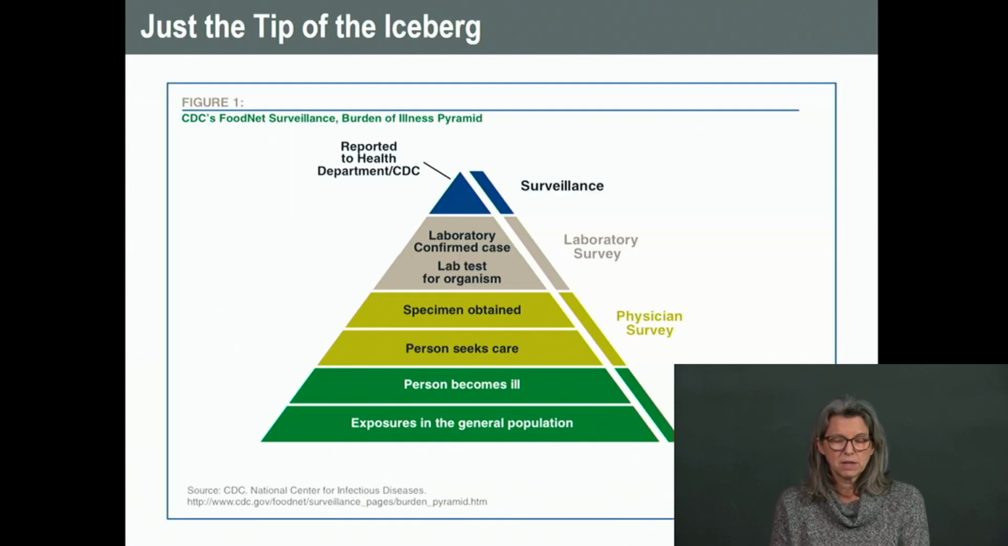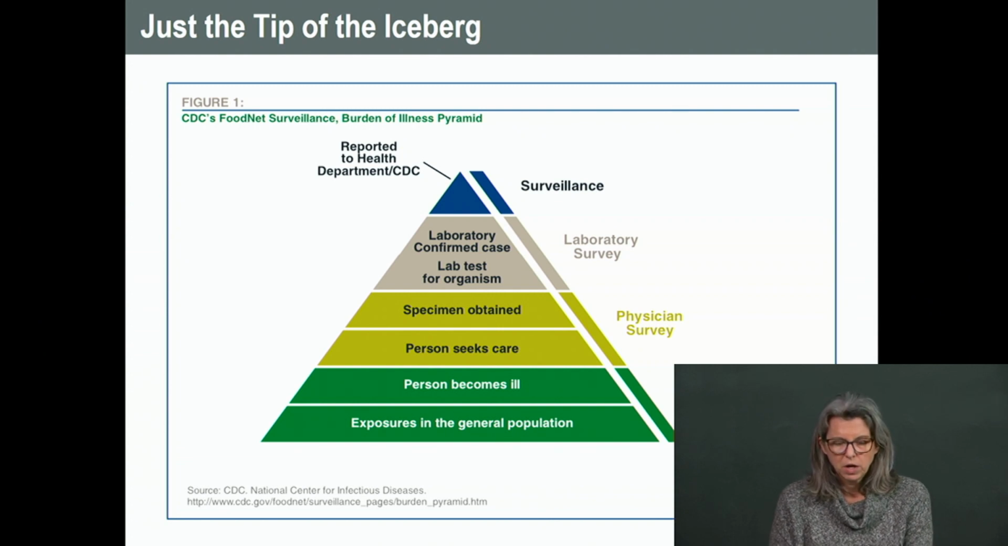So this is an example of the pyramid that we use to talk about our top-down estimates. So what we're trying to estimate is the exposures in the general population, which is all the way at the bottom of the pyramid. And then we're trying to estimate people that become ill because of that, because there are people that can be exposed that don't become ill. But what we have is the triangle at the top, which is the surveillance data, the number of people that were actually sick and that were confirmed sick from these particular pathogens.